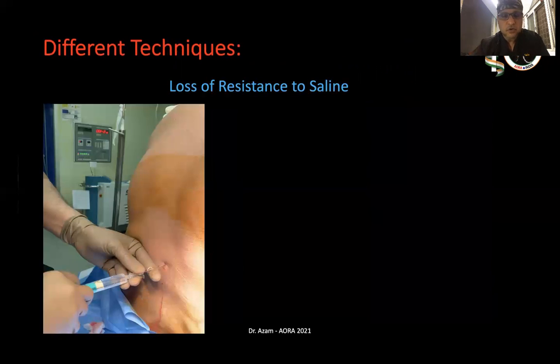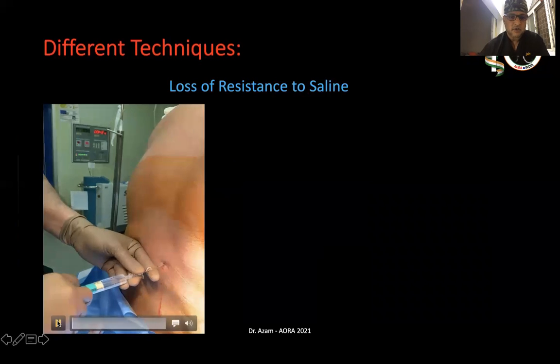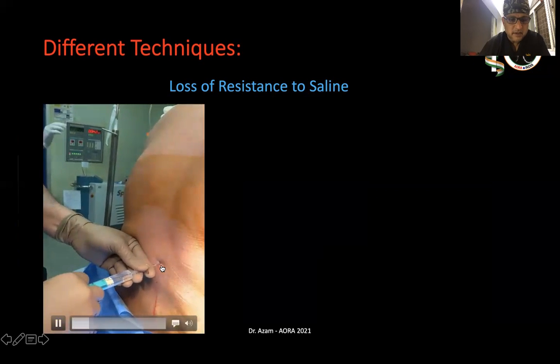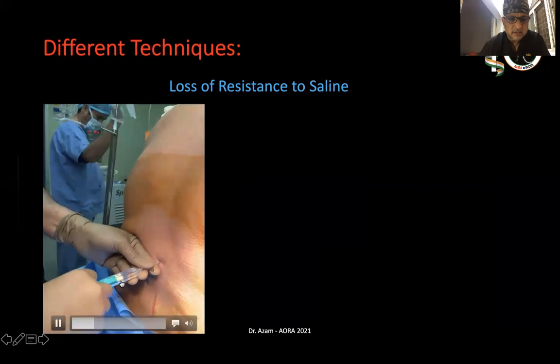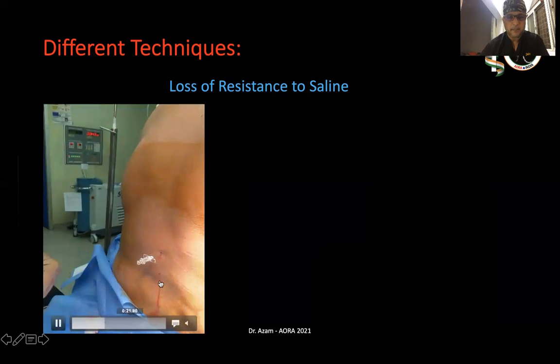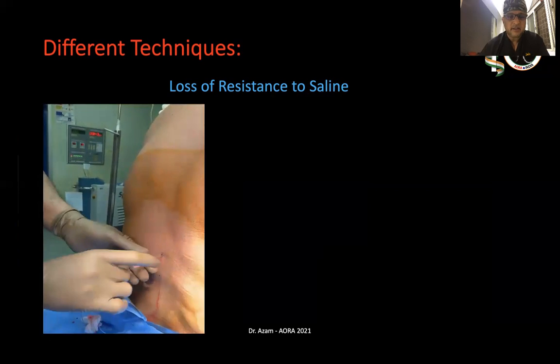Now we also use loss of resistance to saline. Now I have inserted the epidural needle and I've taken saline in my syringe. So I'm going as one unit. The whole thing goes as one unit. As soon as I enter into the epidural space, the needle empties. That's the easiest way of doing it. So this is the loss of resistance to saline. Then I thread in the catheter.